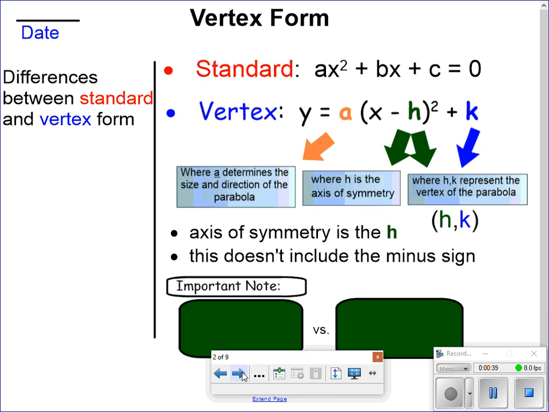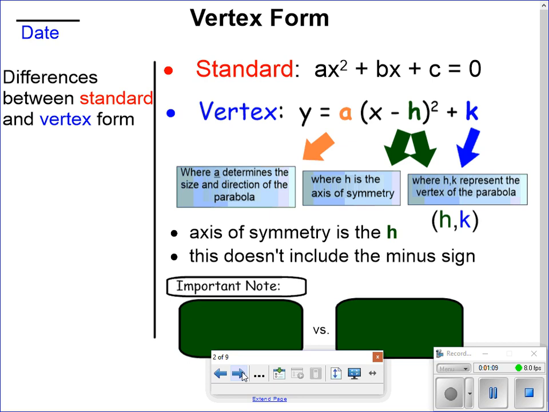So in vertex form, a is going to tell you if our parabola is going to be narrow or if it's going to be wide. And then it's also going to tell you if it's going to be up or down, just like it would in standard form. The h is going to tell us two things. It's going to tell us the axis of symmetry, and it's also going to tell us the x-coordinate for our vertex, and k is going to tell us the y-coordinate for our vertex.